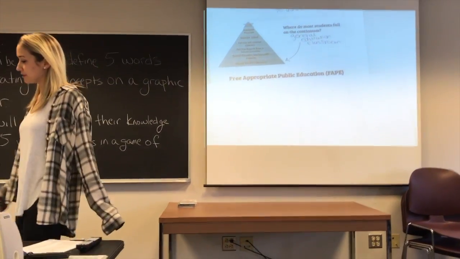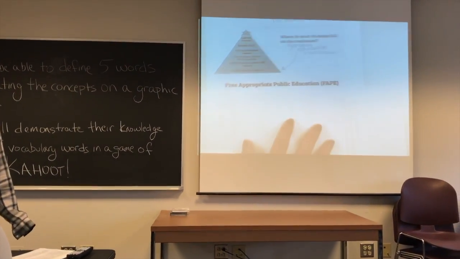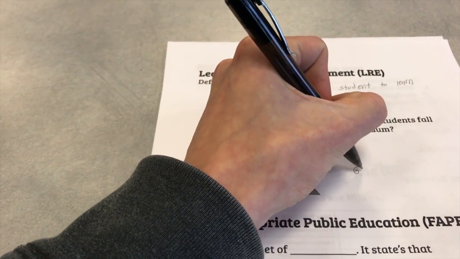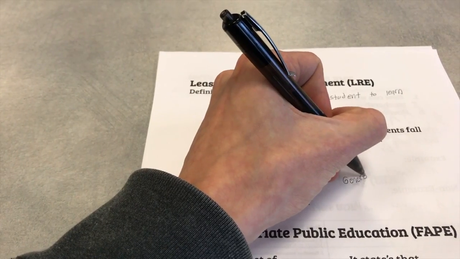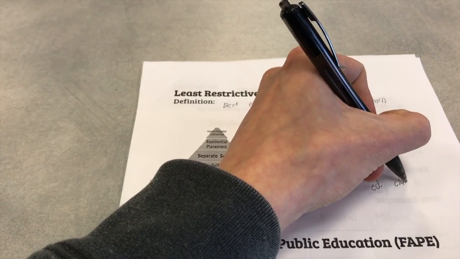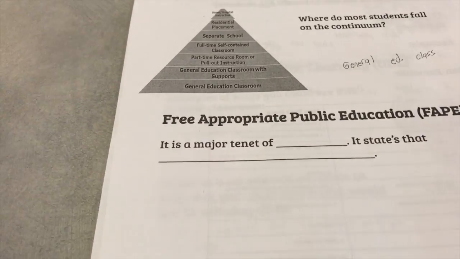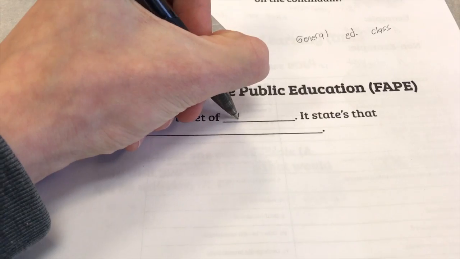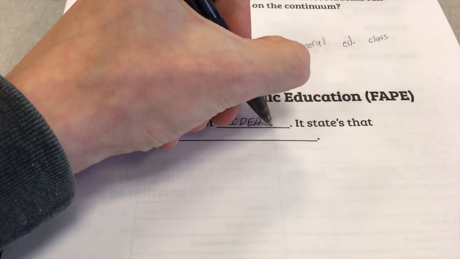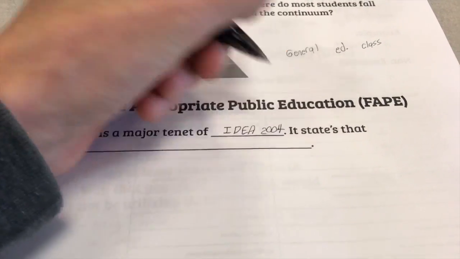All right. Our next term here we're going to define would be free appropriate public education, which we are going to refer to from now on as FAPE. FAPE stands for free appropriate public education. It's a major tenet of IDEA 2004, which was what outlined what, Vince? What did IDEA 2004 outline for us? Didn't it outline most of the special education requirements that we have to follow?